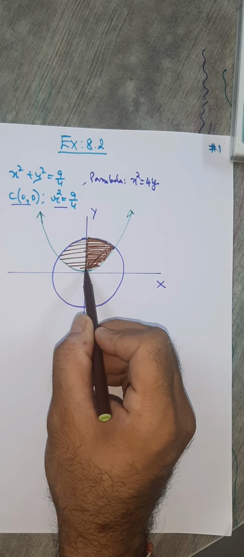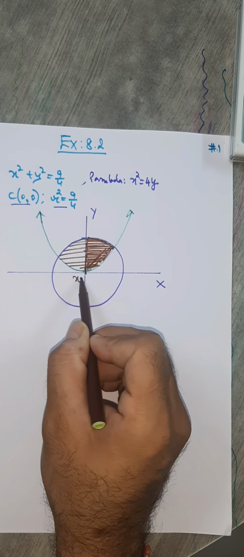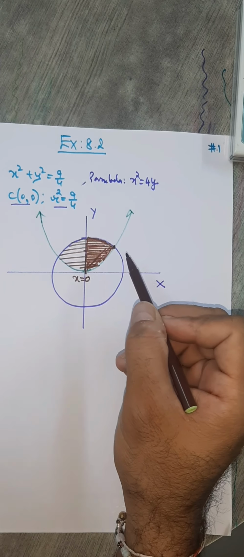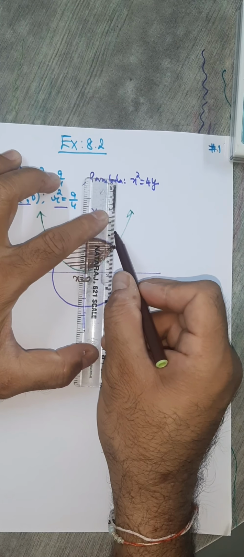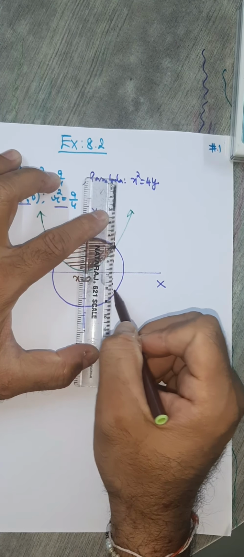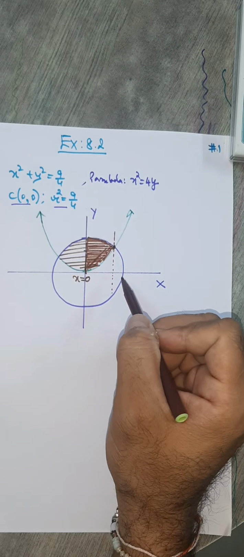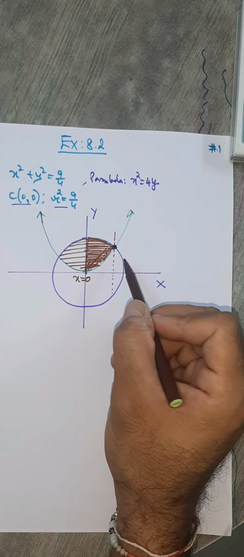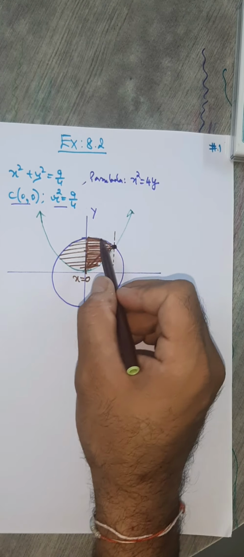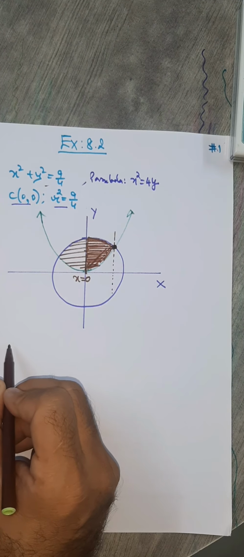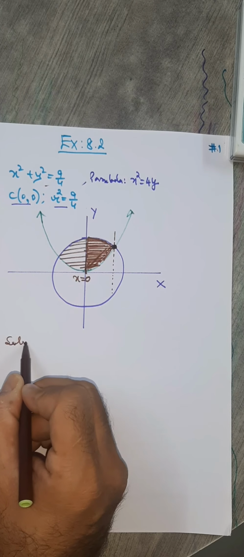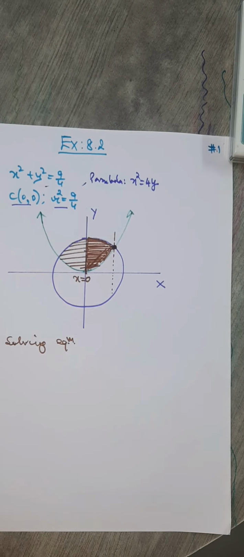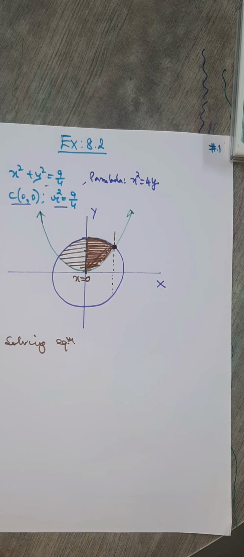So you need the limits here. Area starts from this. This is 0. You need to get this one, remember. So I need to find this limit, that is the x coordinate. Now how do we get this? This is just the intersection point. Intersection of parabola and circle. So we solve these two equations, remember. This is a very basic point when you are asked to find the area between two curves.